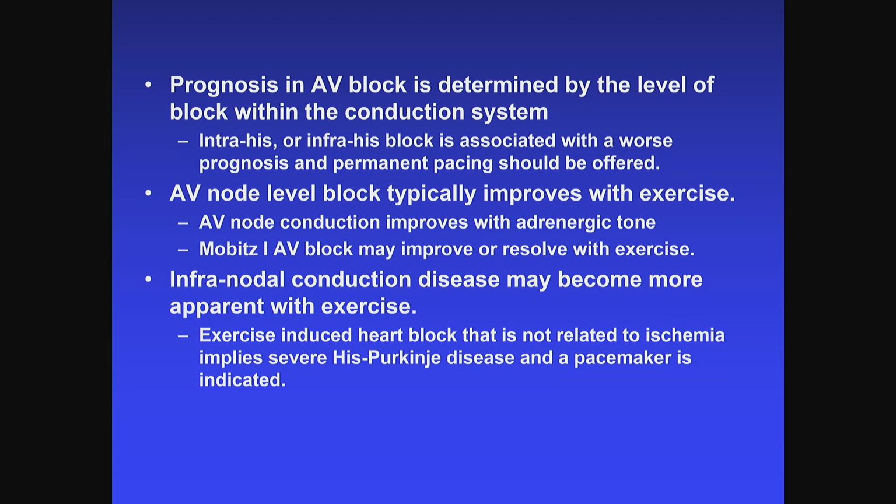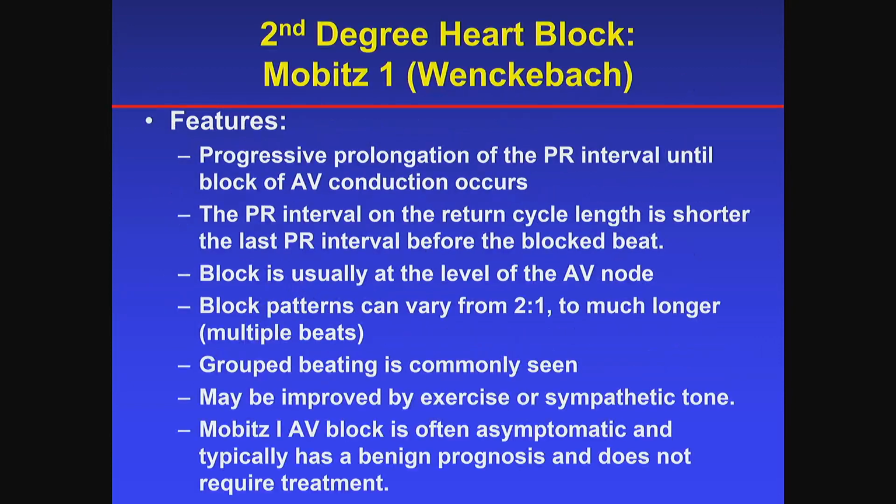Therefore, patients who have atrioventricular conduction abnormalities such that they have exercise-induced heart block that is not related to ischemia have evidence of severe His-Purkinje disease, and a pacemaker is indicated in these patients. Mobitz 1 heart block, also second degree type 1 heart block, therefore involves progressive prolongation of the PR interval until block of AV conduction occurs.